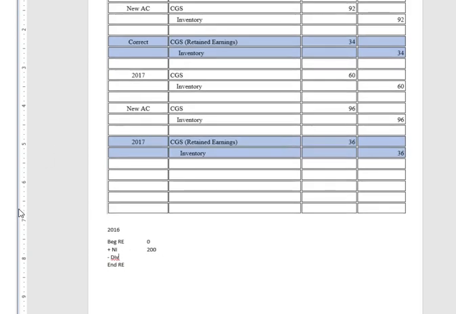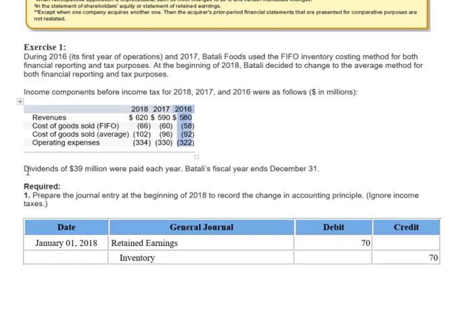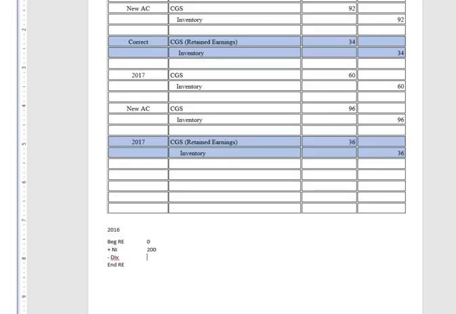Now, did we pay out any dividends? Yes, we did. How much in dividends did we pay out? Well, it tells us dividends of $39 million were paid each year. So we go in, we go to dividends, and what do dividends do to retained earnings? Well, it actually reduces our retained earnings. So at the end of 2016, what would our actual retained earnings have been? 161. Now remember, ending retained earnings becomes beginning retained earnings for our company.